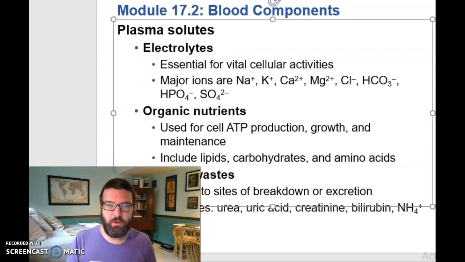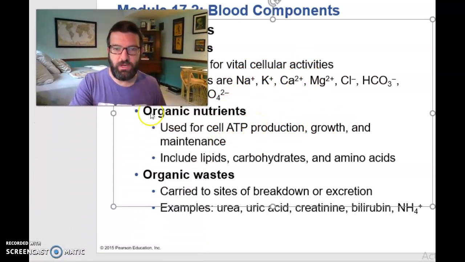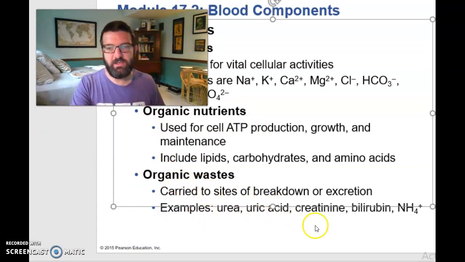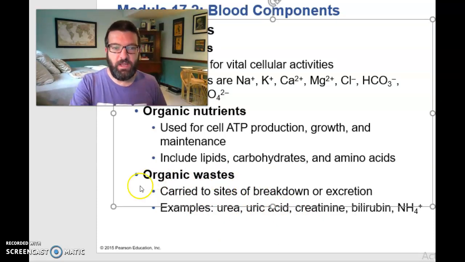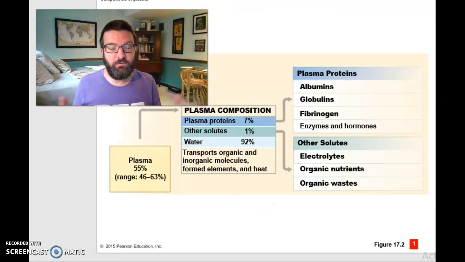Again, in addition to water and dissolved proteins, you also will find solutes, so things dissolved in the plasma like electrolytes, sodium being the biggest one, and potassium and calcium are big as well. Organic nutrients like amino acids and glucose, and also organic wastes like uric acid, things that will be taken out of your body at your kidneys. And this figure from your book is a nice summary of what you find in plasma.